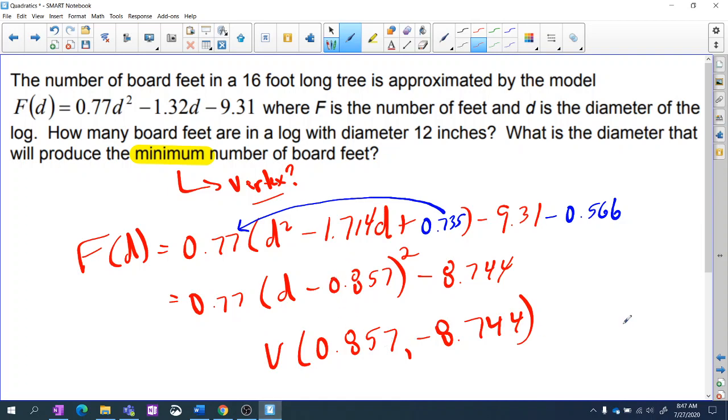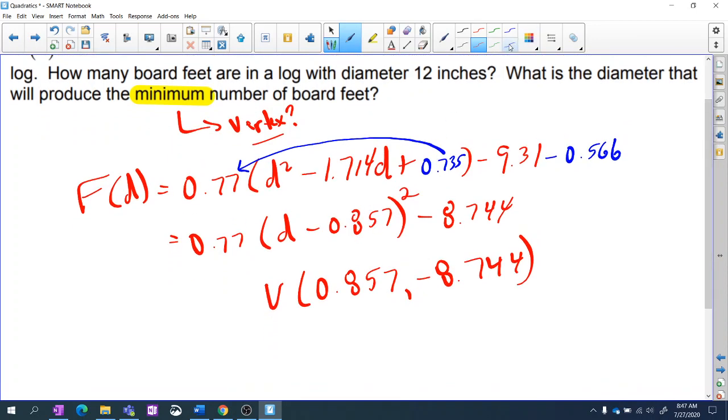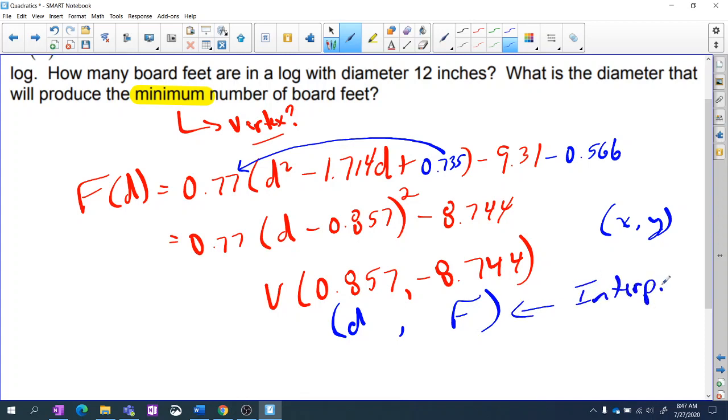So we've arrived at our vertex, and we're going to interpret now. I don't really like the looks of these numbers, but we'll talk about that in a second. Remember your vertex is normally an xy ordered pair. However, in this function, D is where the x is, so this would be your D. And this is where your y normally would be. Well, your y is over here, so y in this case is your capital F. That's what I mean by interpret. I always suggest you write something like that in these application questions, so you interpret your vertex properly.